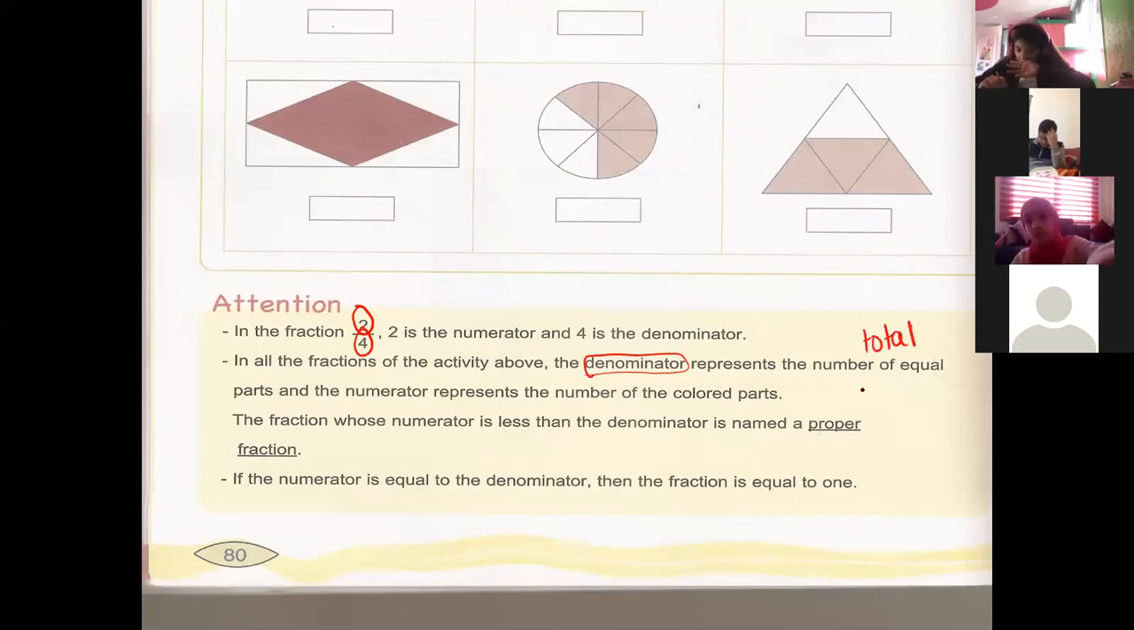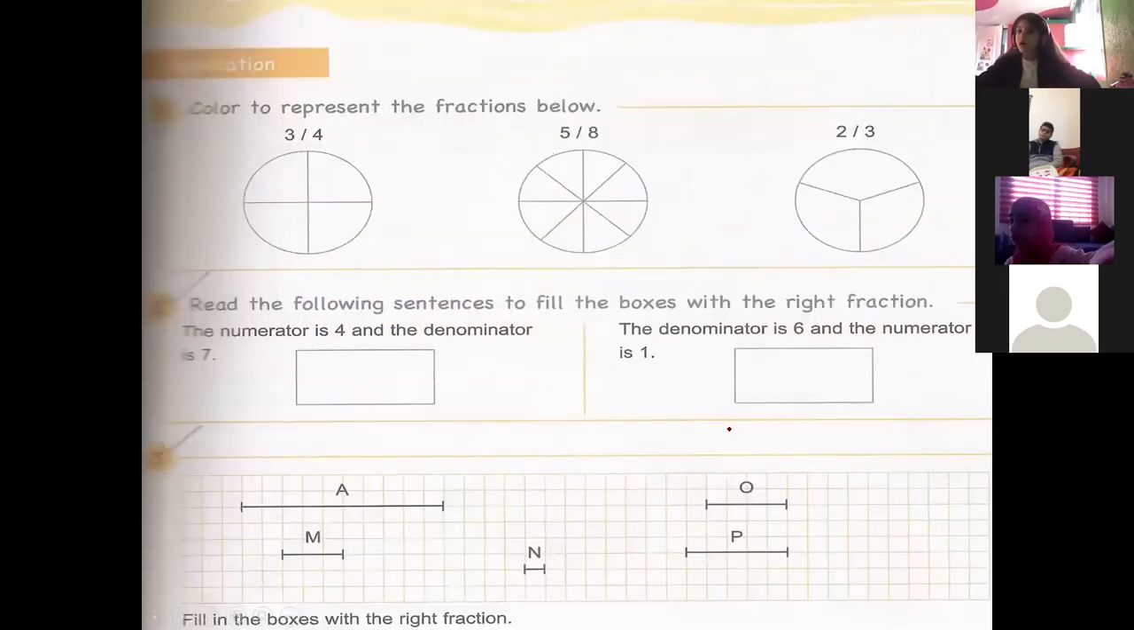In all the fractions, the denominator, down, represents what? The total number of equal parts. Whereas the numerator represents what? The colored equal parts. The colored parts. Right. Let's start doing exercise 1, page 81.